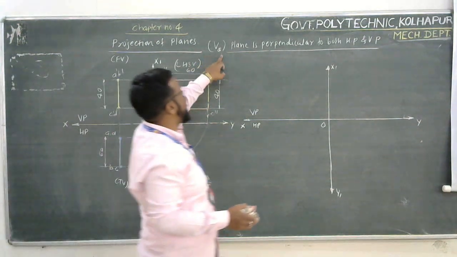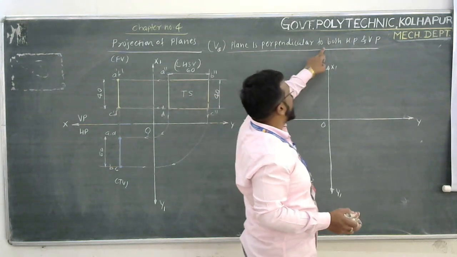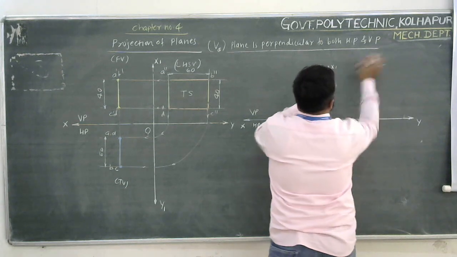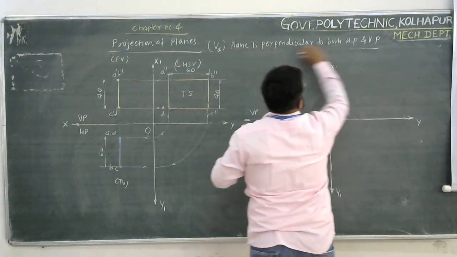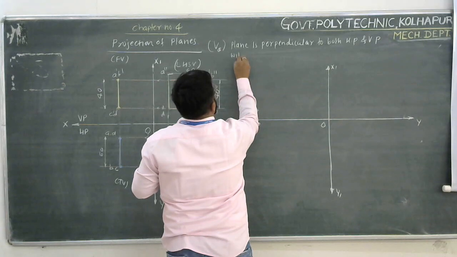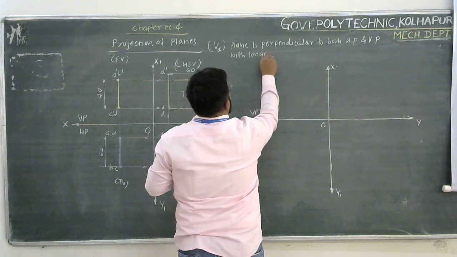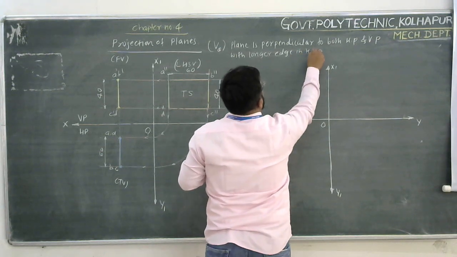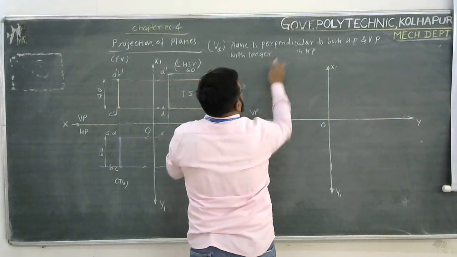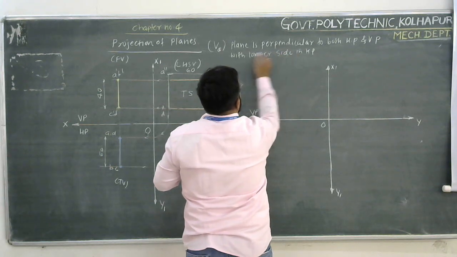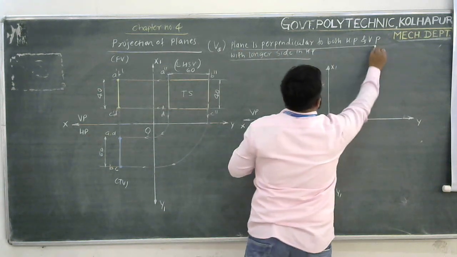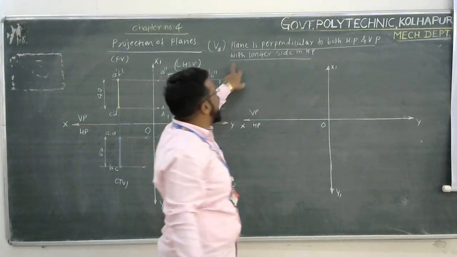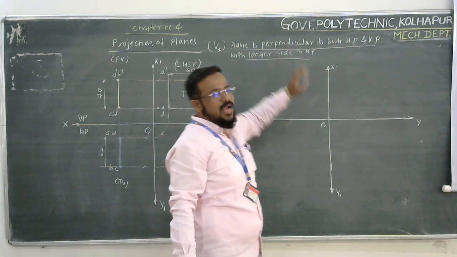So with this position, I am going to change the title. So this second A position will be plane is perpendicular to both HP and VP, with longer side in HP. So this is now title. Plane is no doubt perpendicular to both HP and VP with longer side in HP.